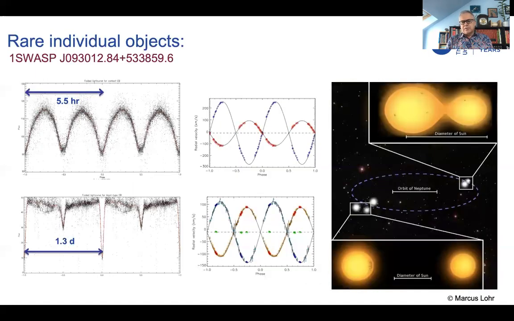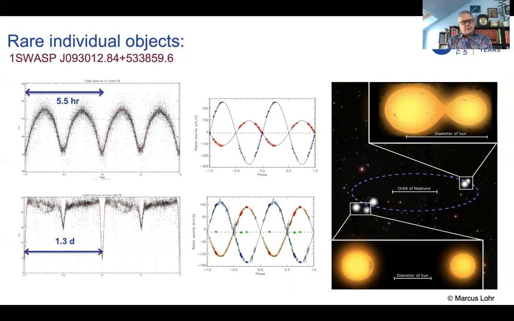Now, what SuperWASP is good for with all these many, many light curves is first of all finding rare individual objects, such as the one I'm going to tell you about here, and also studying whole classes of objects where we can find many thousands of the same type. And I'll tell you about that in a moment. But here then is really my favorite of all the new variable stars that we found with SuperWASP over the years. This particular light curve of this particular star, which goes by the name 1SWASP J09301 2.84, and so on, as you can see.